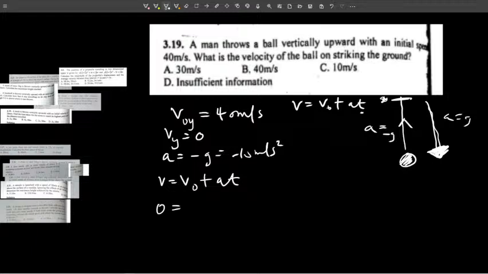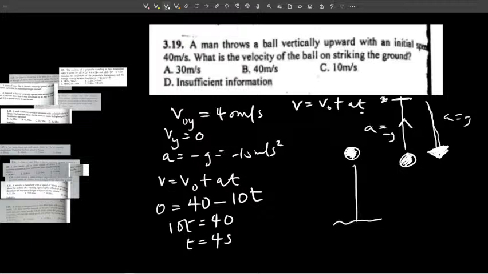All right. So this will be equal to V naught, which is 40, so 40 minus 10 times t. So 10t equals 40, and t equals 4 seconds. That means it took 4 seconds for the ball to go up, and 4 seconds for the ball to come down. The ball is coming from a particular height to the ground. The time taken for it to come down we just solved and got 4 seconds.